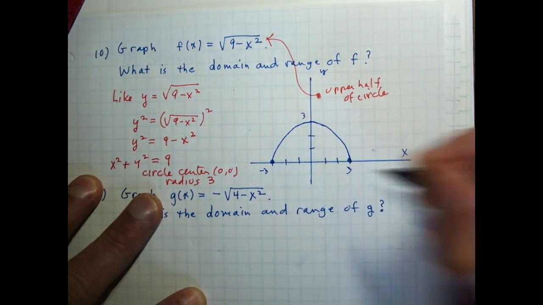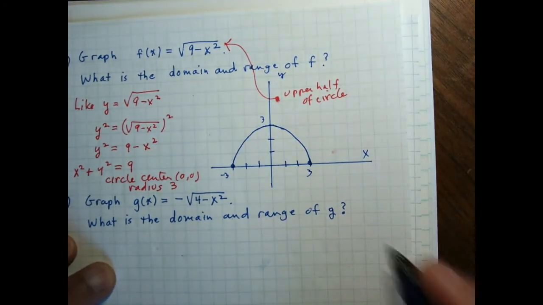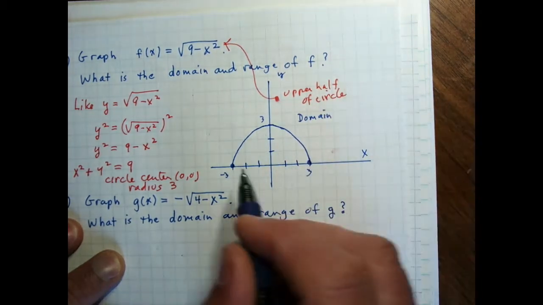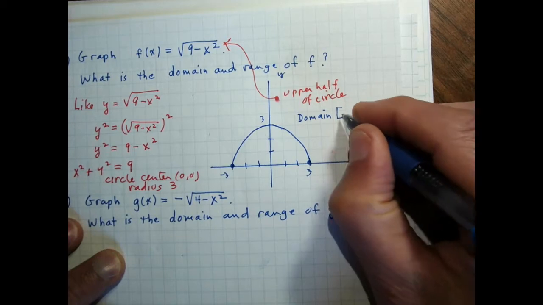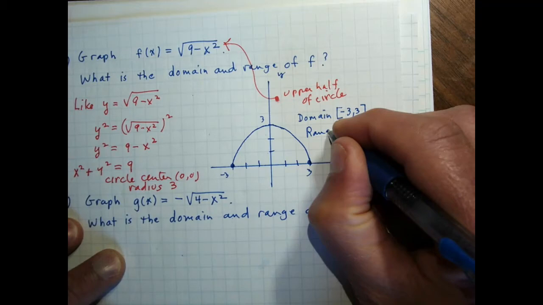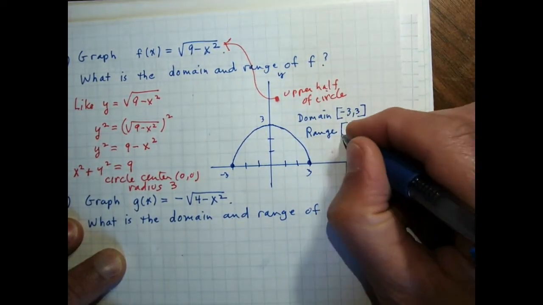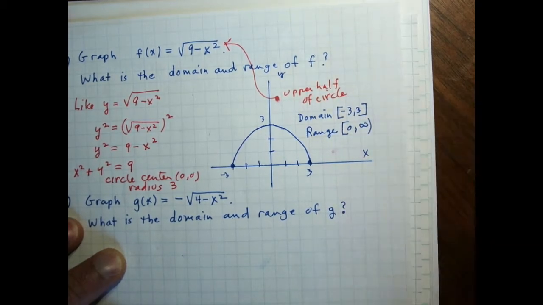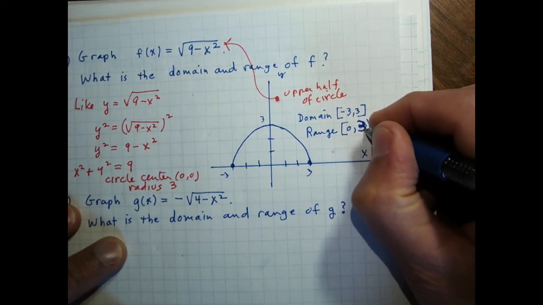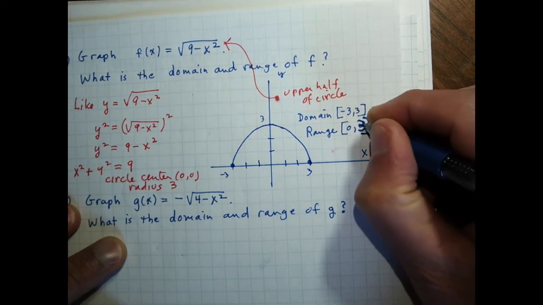with those endpoints included, and I want to give you the domain and the range. Let's see if I can write this off to the side here. Domain is from -3 to 3, endpoints included. The range, because this is a positive square root, the y values will be positive, is from 0 to infinity. I'm sorry, 0 to 3. I don't know where that infinity came from. 0 to 3.